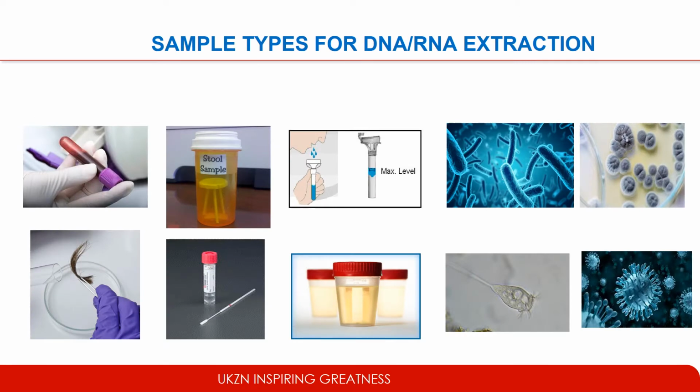There are various sample types that can be used for the extraction of DNA and RNA. The human-based samples include whole blood, hair samples, a variety of different swabs, throat swabs, genital swabs, rectal swabs. Stool can also be used for the extraction of DNA in order to study the gut microbiome. Sputum sample is used for the detection of MTB. DNA can be extracted from this sample. And urine sample can be used to extract DNA to identify various pathogens. On the more microbial side, DNA can be extracted directly from bacteria, fungi, protozoa or parasites, as well as viruses.